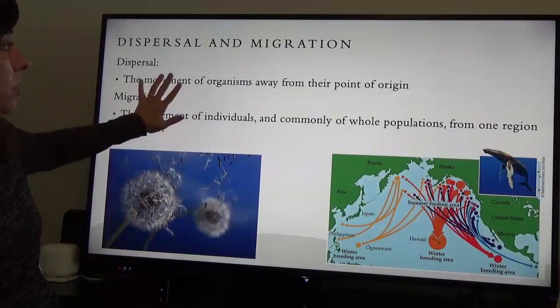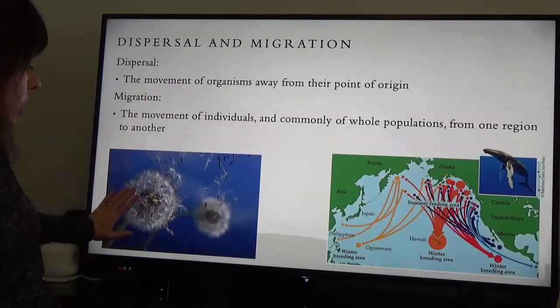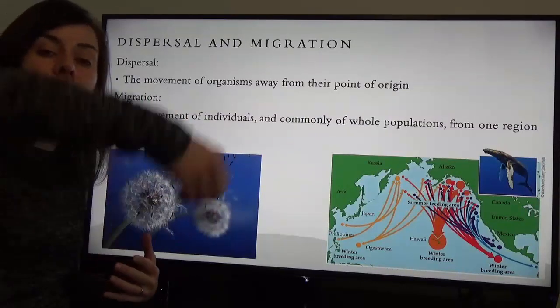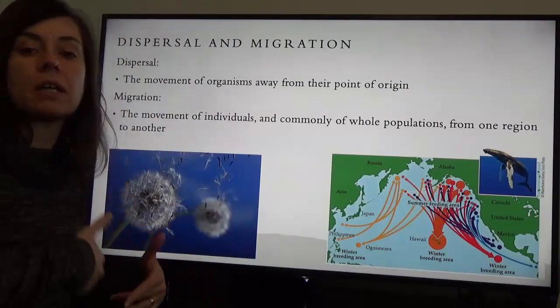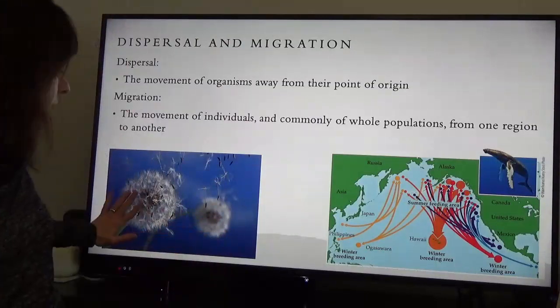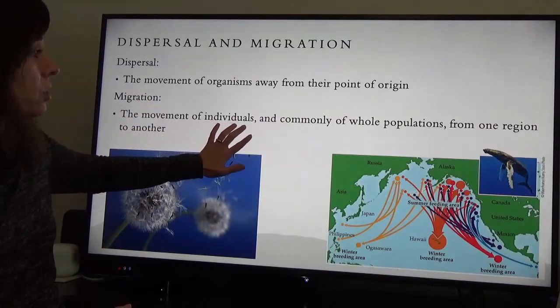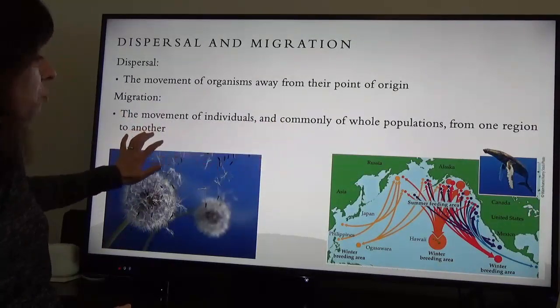So a couple of definitions. Dispersal is the movement of organisms away from their point of origin. Here we have this dandelion with its wind-dispersed seeds, and those wind-dispersed seeds are being moved away from the adult plant.